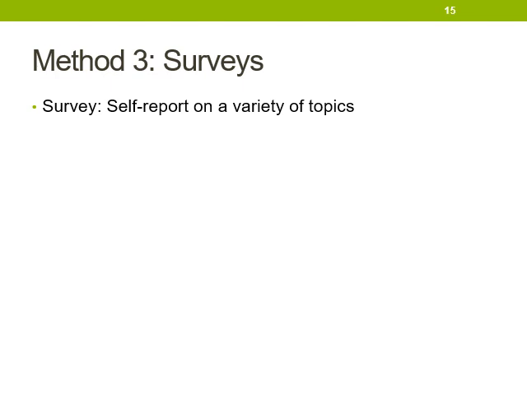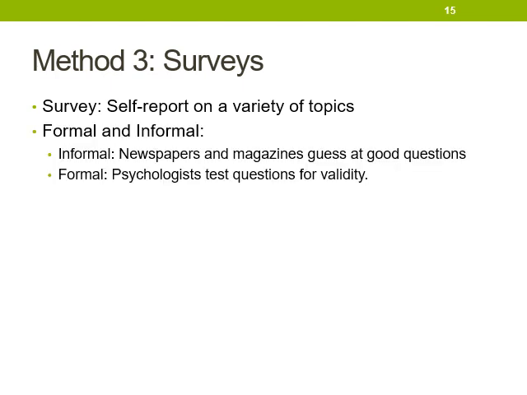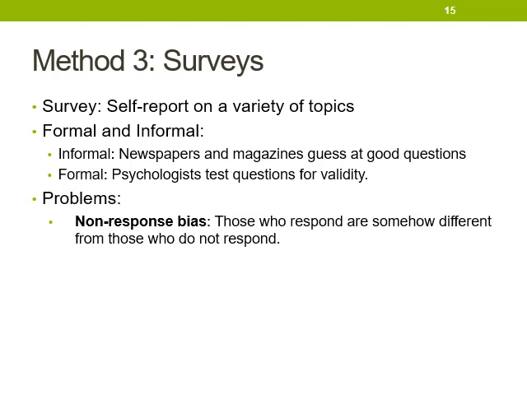The third method is surveys, and surveys are self-report. You've all filled them out. They can be formal and informal. So informal surveys may be a newspaper or a magazine taking a guess and giving you questions to answer. And formal ones, called inventories, are psychological tests, like to measure your personality or something like that.